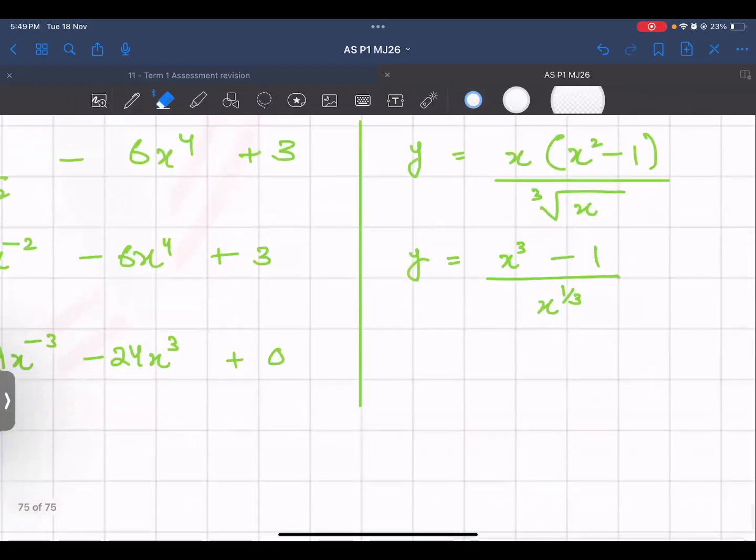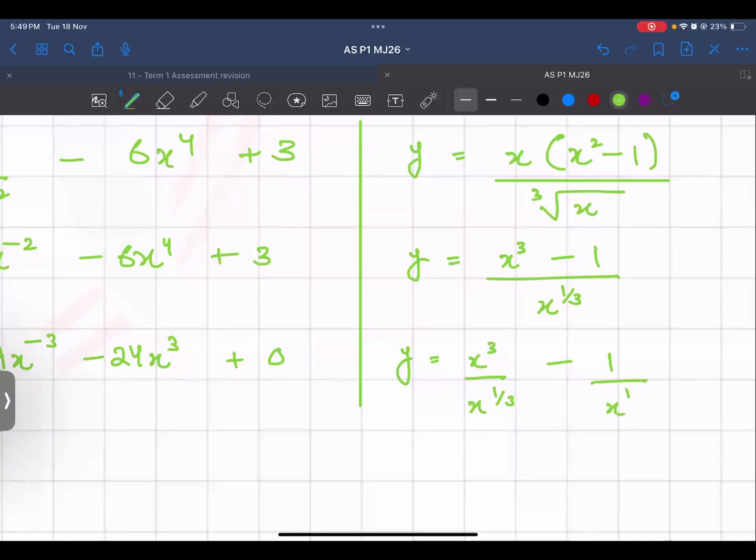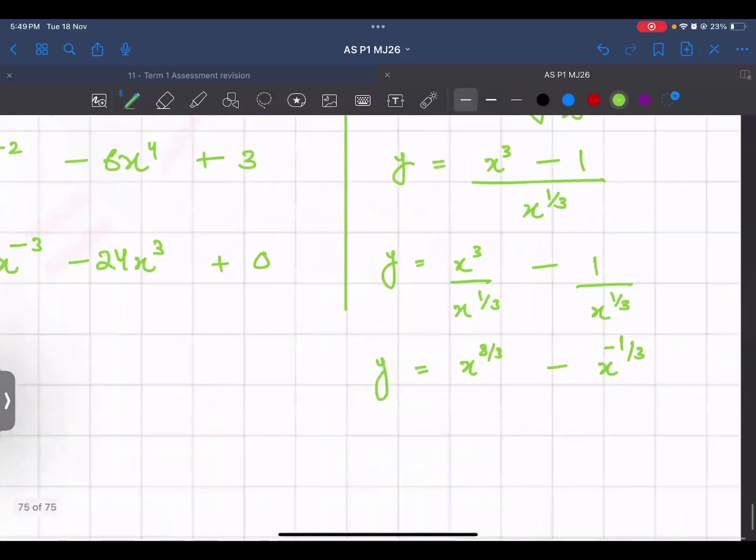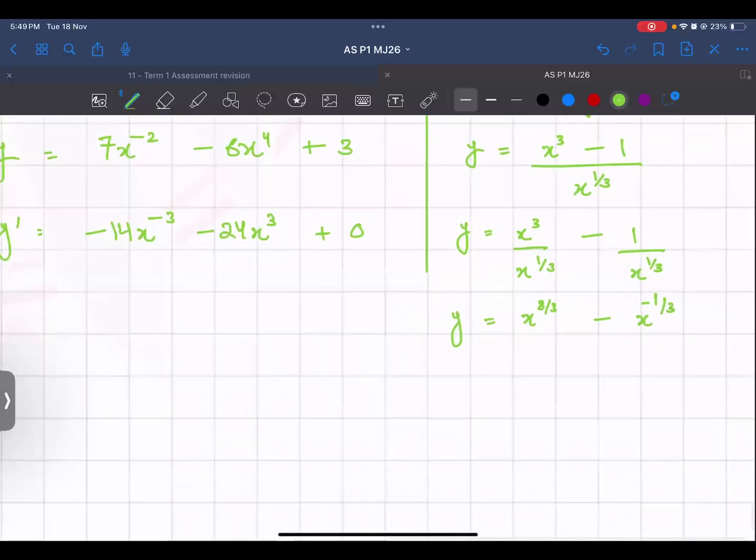And if I separate the fraction, this becomes x cube upon x power 1 upon 3 minus 1 upon x power 1 upon 3. Simplify further, this becomes x. We know the bases are same, so powers would subtract. 3 minus 1 upon 3 will be 8 upon 3, minus x power negative 1 upon 3. Using indices, look, this is nothing new for you. You have done this algebra in your O levels, IGCSEs, and over here as well. We have used indices. Now it is in the perfect format that we want it to be.